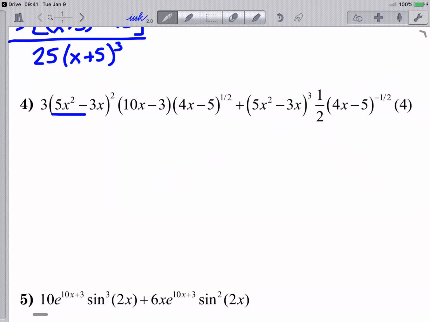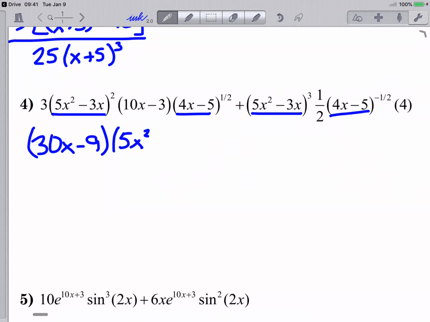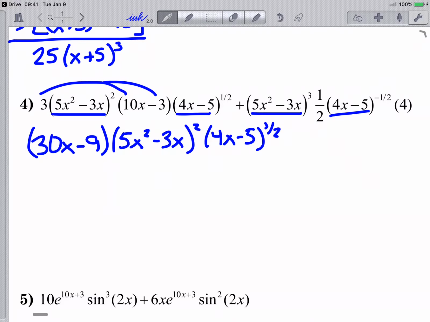I'm not going to touch my 5x squared minus 3x terms. I'm not going to touch the 4x minus 5. I'm just going to work with the other stuff to simplify. So I've got 30x minus 9. Then I'm just going to copy this other stuff down. 5x squared. So again, all I did was multiply the 3 by the 10x minus 3 term.